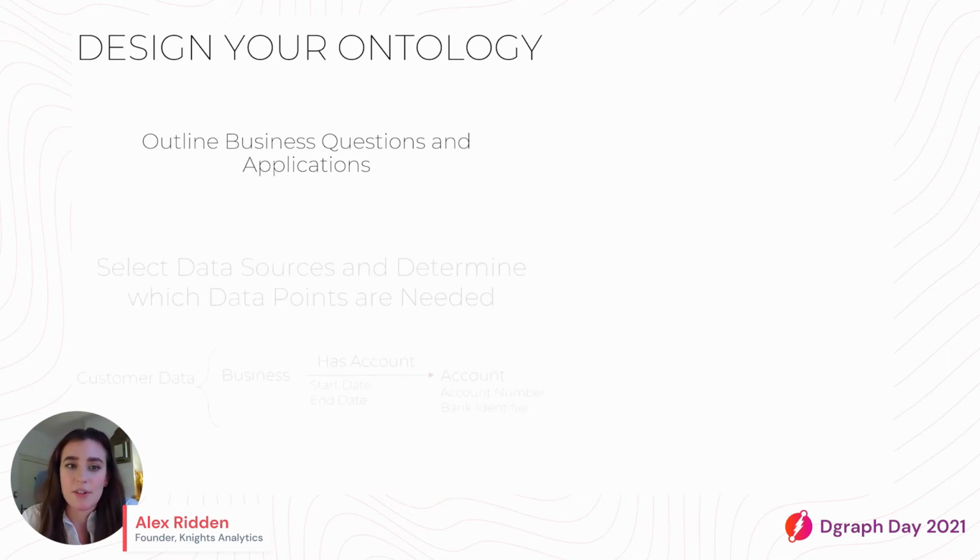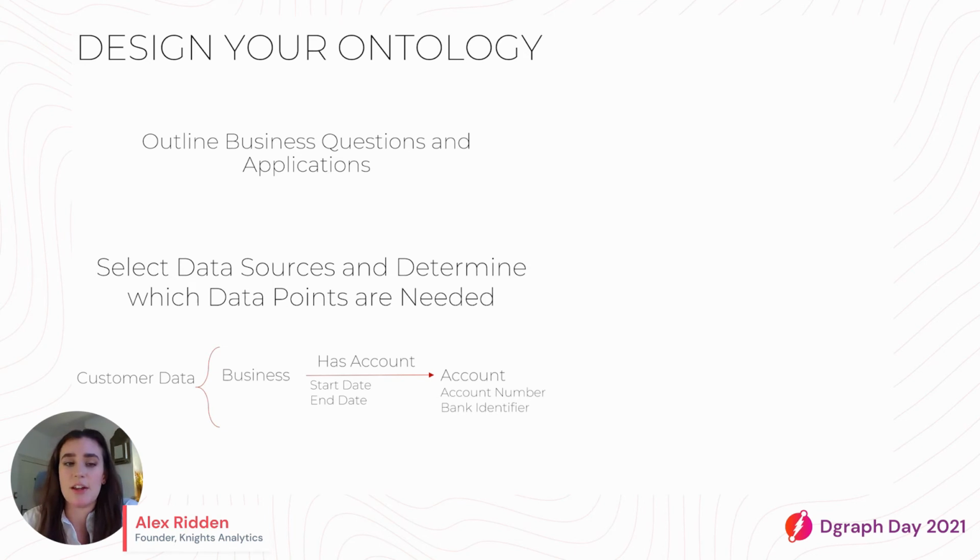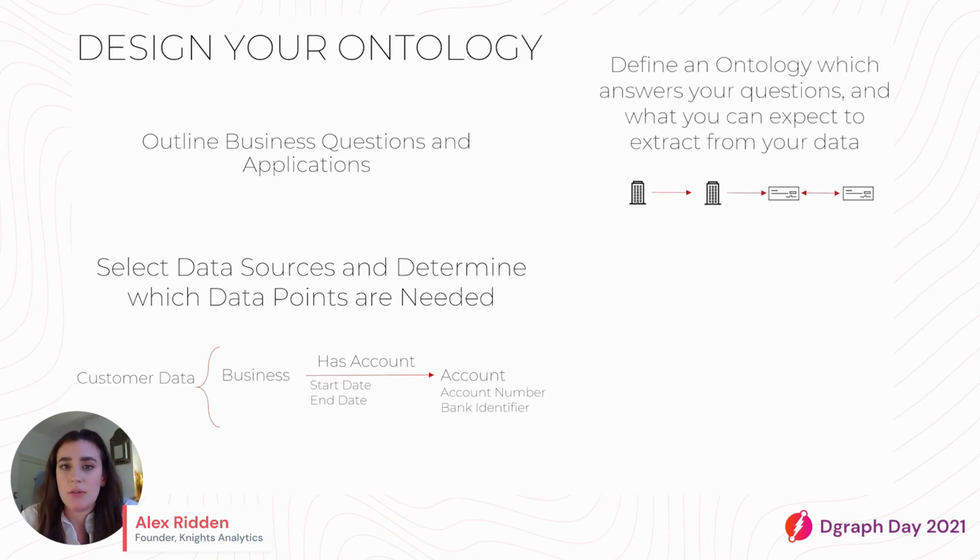And once you know that, you want to start searching for data sources. So here we have an example of customer data where a business has an account, and there are various things that you know about that relationship, like the start and the end date and the account number and the bank that it's associated with. Once you have those triples or quads defined, then you'll also need to build out almost a blueprint of all of the relationships and all of the attributes that you can possibly have in your graph.